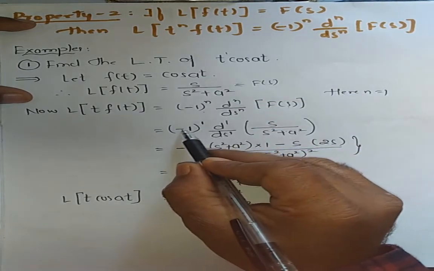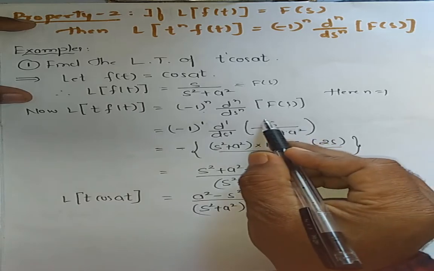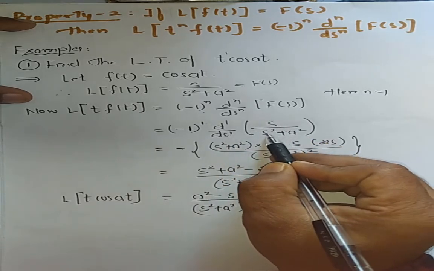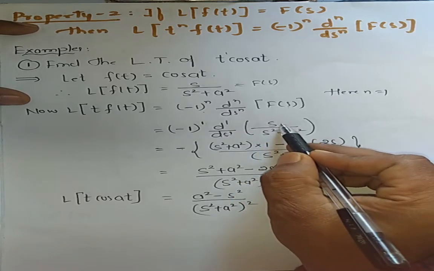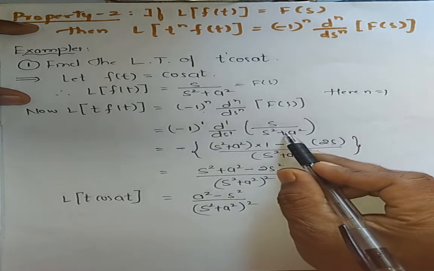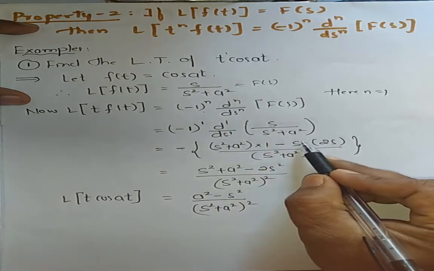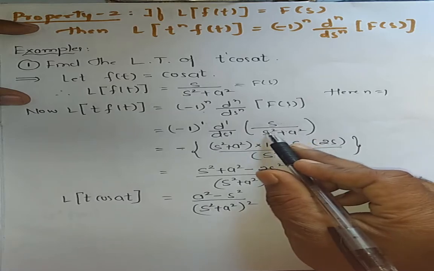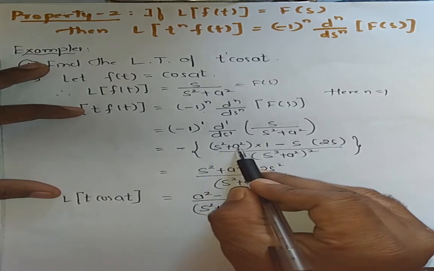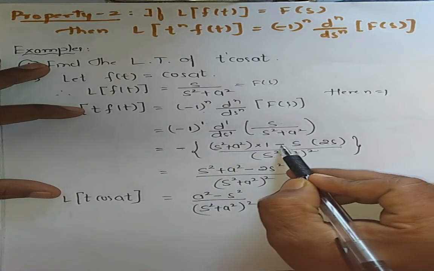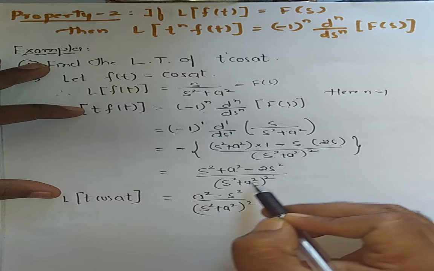Now, minus 1 raised to 1 is nothing but a minus sign. d by ds means differentiate this whole function with respect to s. Since s is the variable here, differentiate with respect to s. Apply the u by v rule: the denominator squared, the denominator as it is, then the differentiation of s is 1, minus s as it is, then the differentiation of the denominator s square plus a square, which is 2s. Now simplify: s square plus a square into 1 gives s square plus a square, minus 2s into s is minus 2s square, divided by this term.